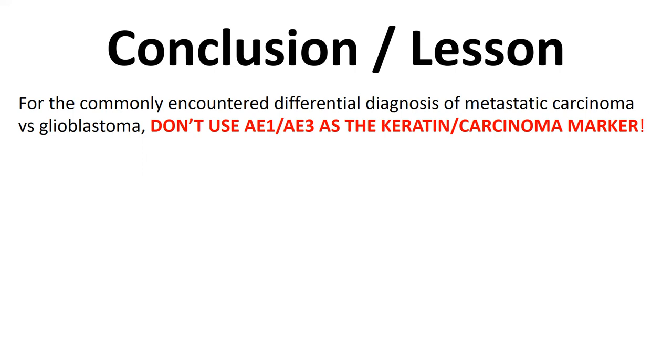Look in the microscopic description, if the report has one, and see how the pathologist handled that. Did they just call it negative? Did they call it background? Or were they honest and said focally positive? It's really interesting to see. All right, let's bring it to a conclusion. For the commonly encountered differential diagnosis of metastatic carcinoma versus glioblastoma, this is going to be in small, cauterized specimens, a lot of necrosis. The other entity in the differential might be lymphoma, all right, and melanoma, right? Those are the big four.